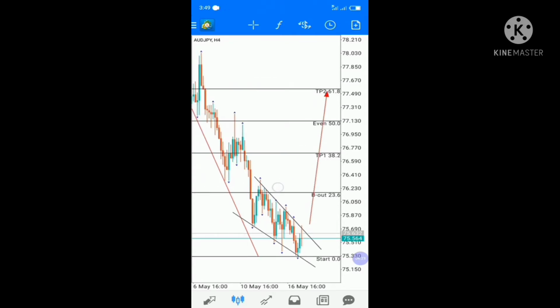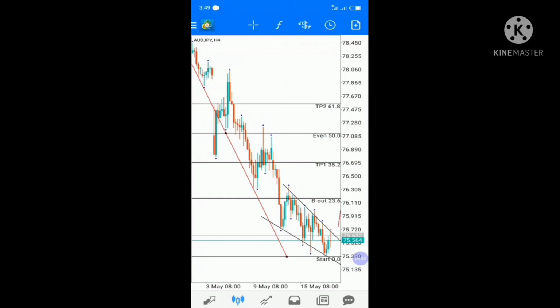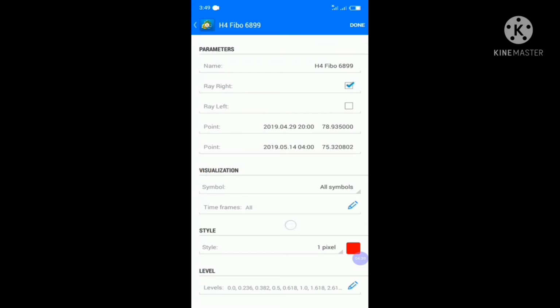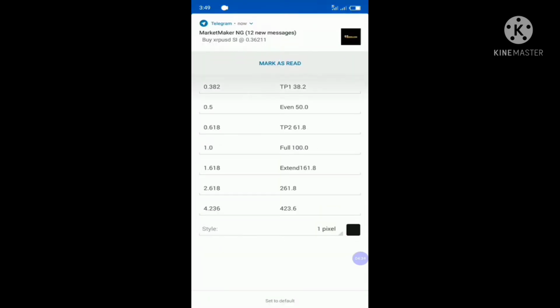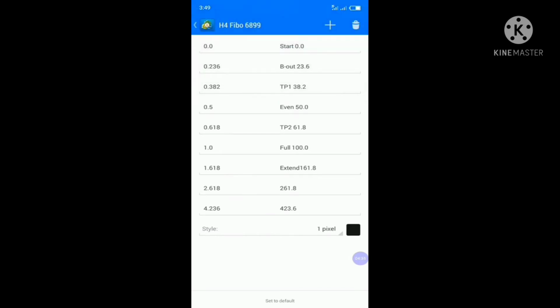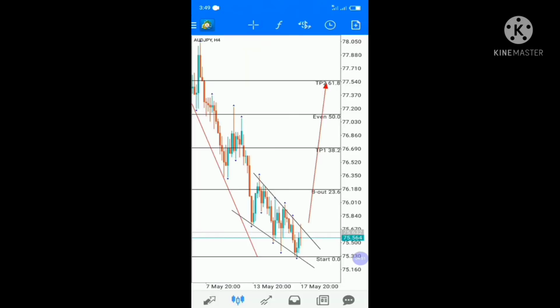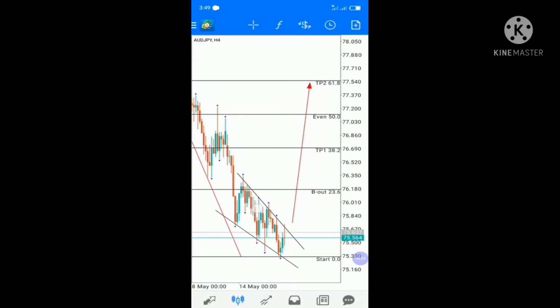To check this setting, we click on this red line to highlight it, then select our pencil tool. Then we go to our levels. See, these levels, you can set them here. Set start to be 0.0, breakout to be 23.6, TP1 to be 38.2, even to be 50.0, TP2 to be 61.8, each and every one. When you finish, you press done. So the leveling will be like this.